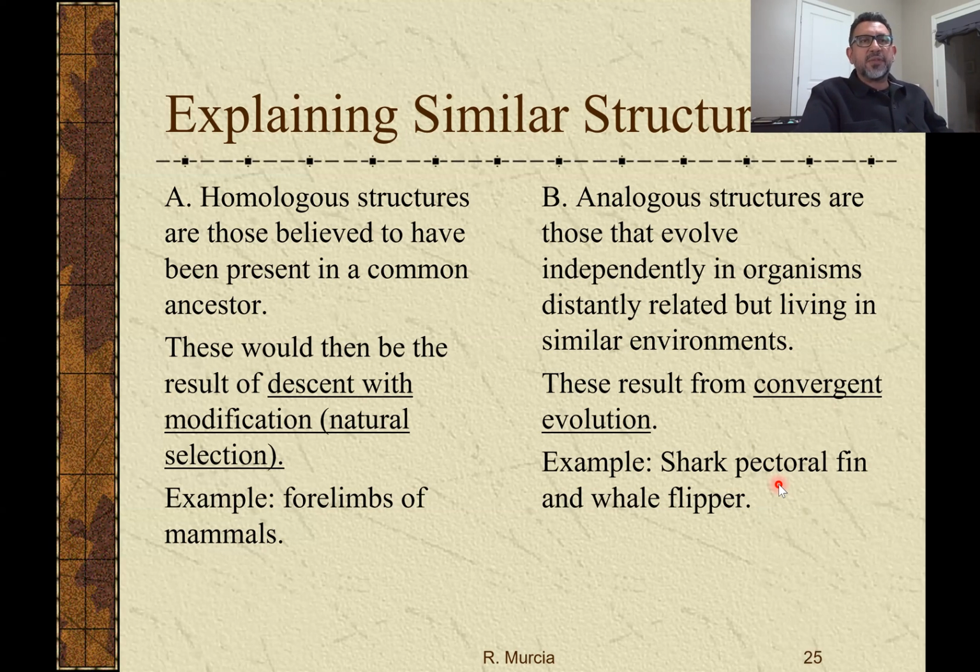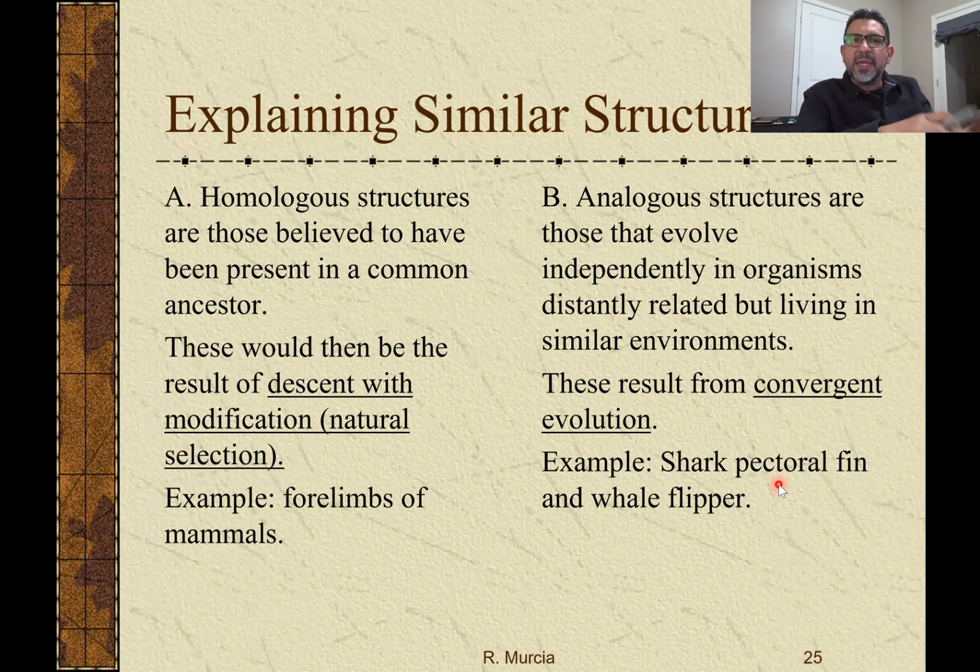Another example you can think about is going to be the wing of a bat. The wing of a bat is nothing but an enlarged hand with a webbing between the fingers. If you compare that to the wing of a bird, that is going to be something very different. The bones are going to be completely different. So just because they have similar function, the wing of a bat and the wing of a bird, doesn't mean that they have been the result of a similar evolutionary process.